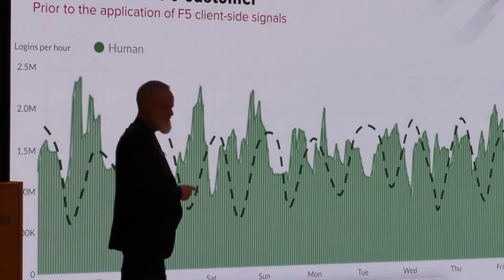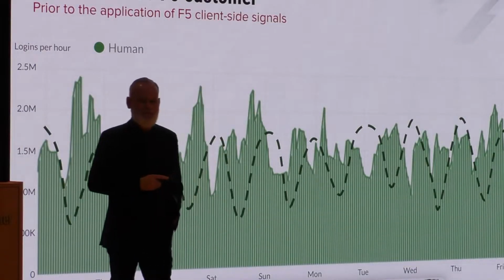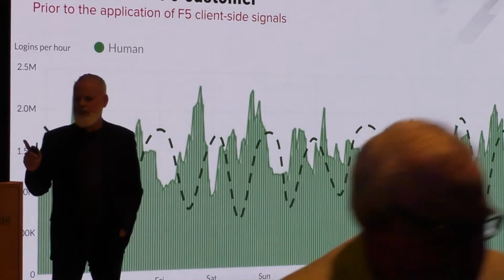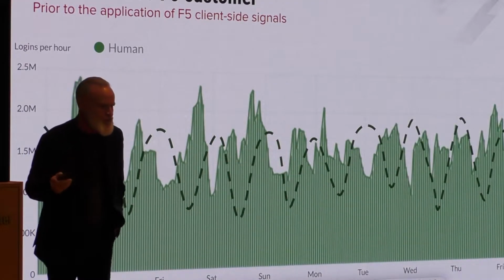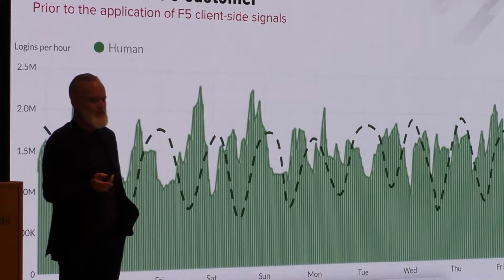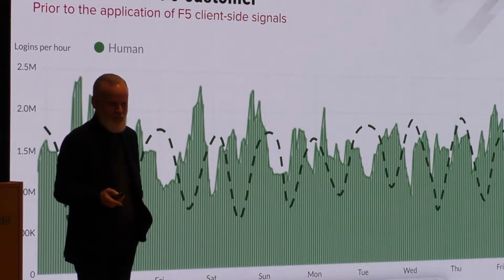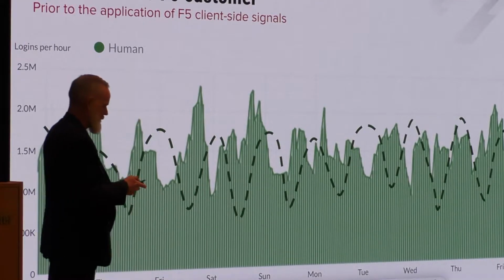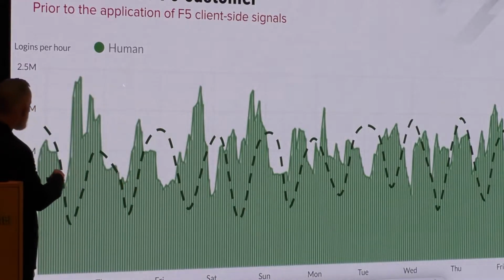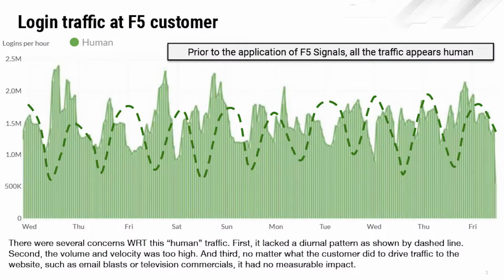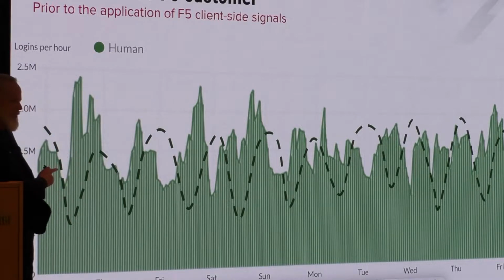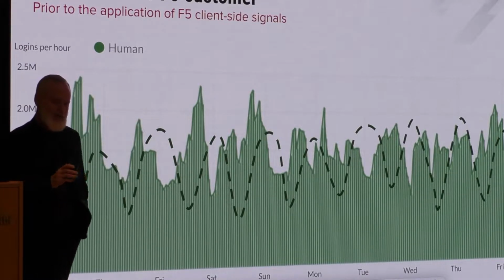The second thing that concerned our customer is that no matter what they did from a marketing perspective, email blasts, television commercials, it had no measurable impact on this traffic. So they had no idea if their marketing dollars were well spent. The third thing was, you can't see that very well, it looks like it peaks at almost 2.5 million logins per hour. This customer has millions of customers, but there was no reason why they should be logging in at that velocity. So this is what the traffic looked like prior to the application of any client-side signals.